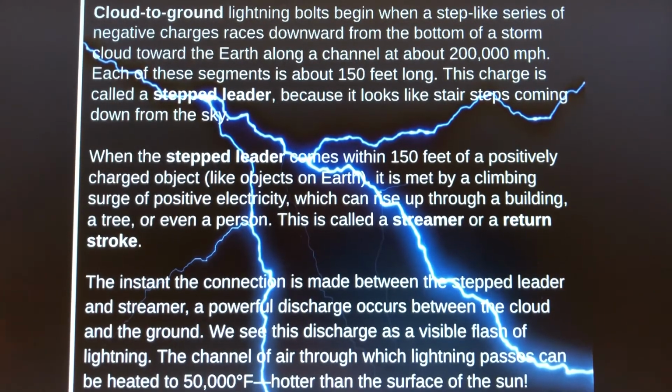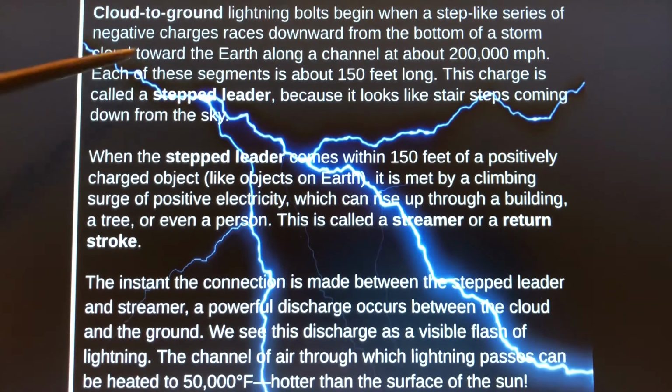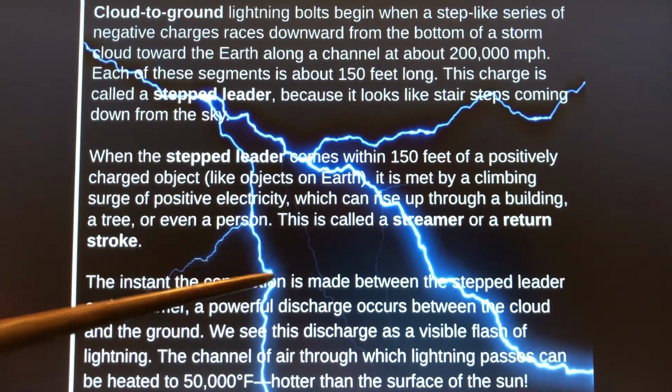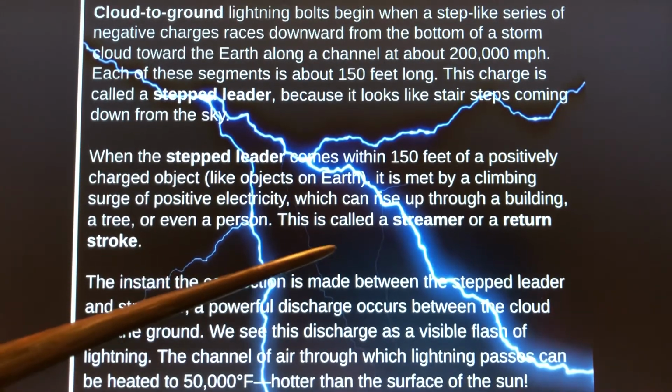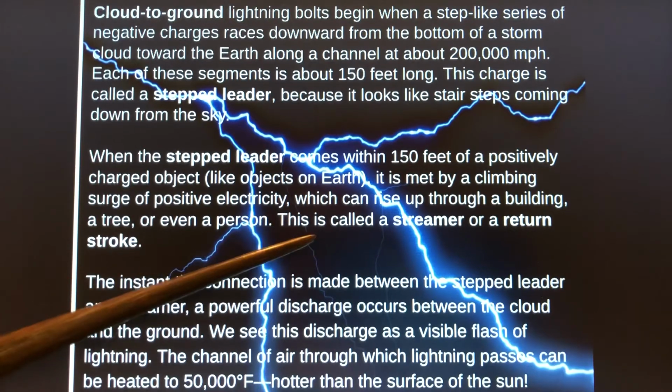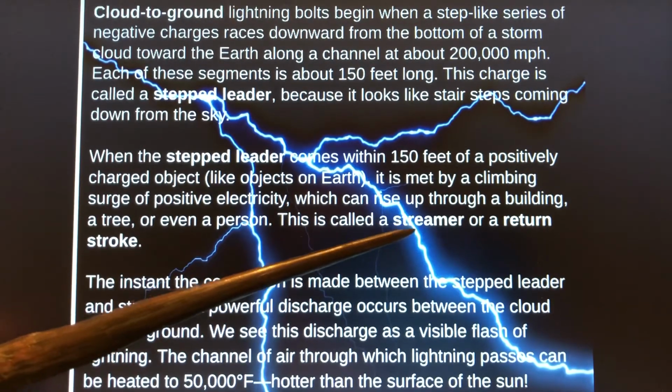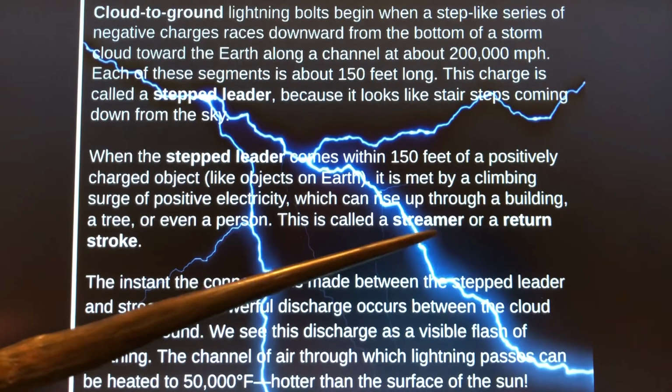Now, when that step leader comes within 150 feet of something on Earth that's positively charged, the ground, a tree, anything, there's going to be a second stroke. I bet you didn't know there were two parts to lightning. Not just this stepped leader that we've seen before, but there's a whole other piece that comes up off of the ground on Earth. And that is called a streamer. You can't see it, but it's there.